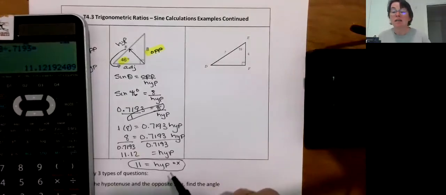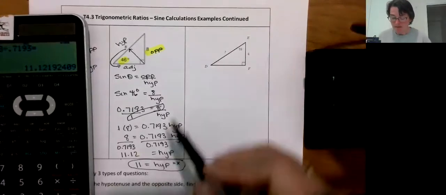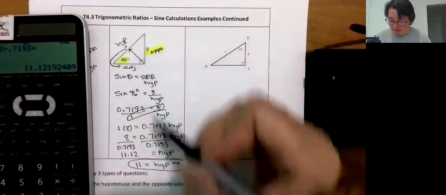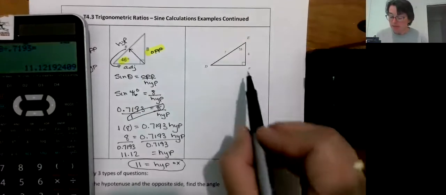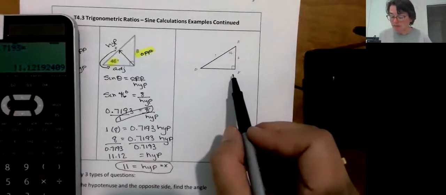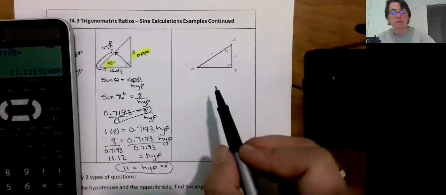If we're checking, what I can say is my hypotenuse needs to be longer than any side, and 11 is bigger than 8. All right, I need you to turn off the video and to do this question by yourself and see how that goes.